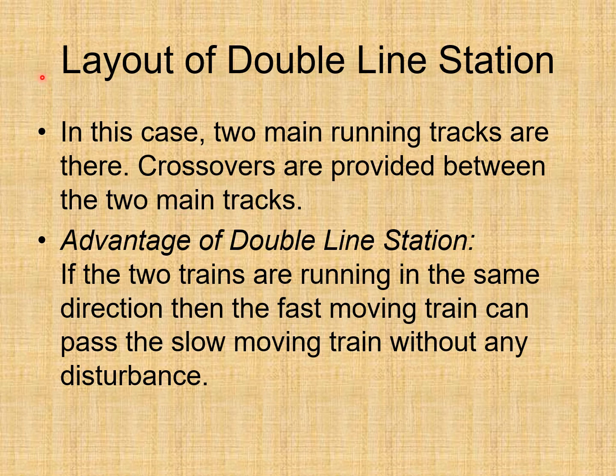Layout of double line station. In this case, two main running tracks are there. Crossovers are provided between the two main tracks. Advantage of a double line station: if two trains are running in the same direction, then the fast moving train can pass the slow moving train without any disturbance.